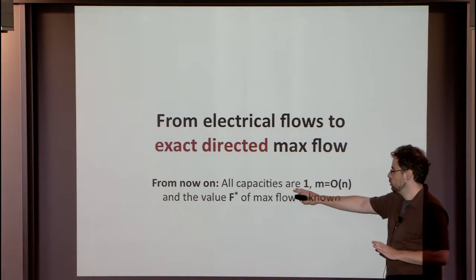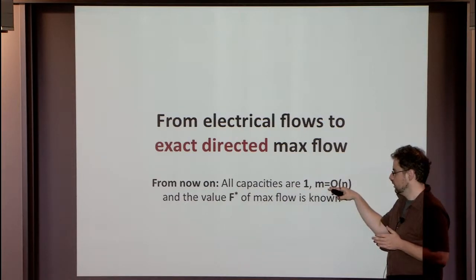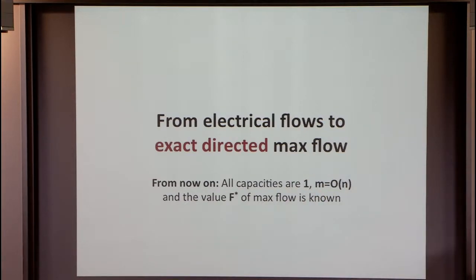And again, the usual reminder: all capacities are 1, the graph is sparse, and we know the value of max flow, even though here it will not matter. Here we don't need to know the value of max flow.